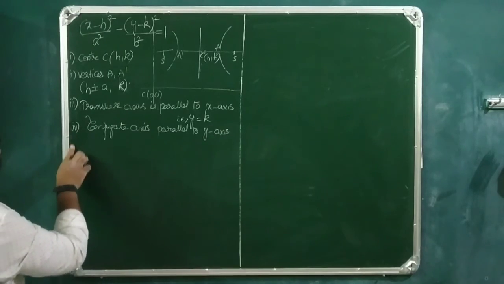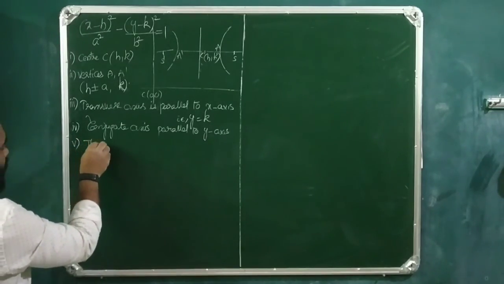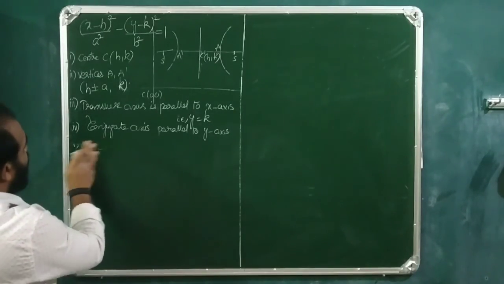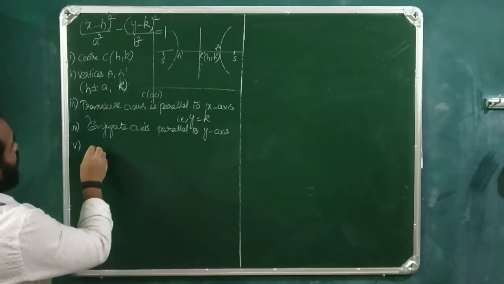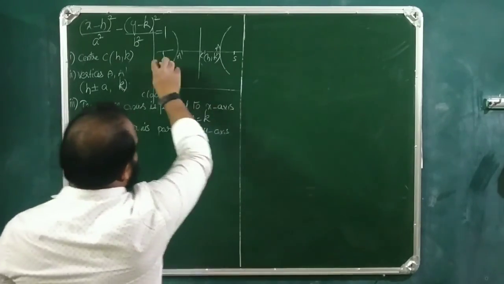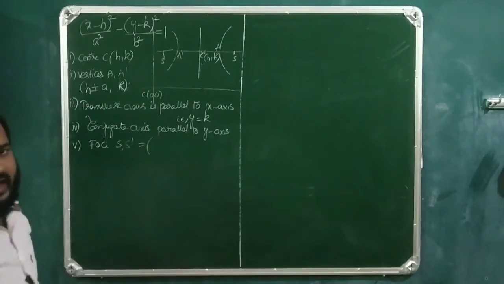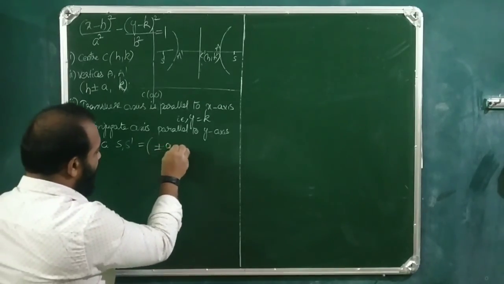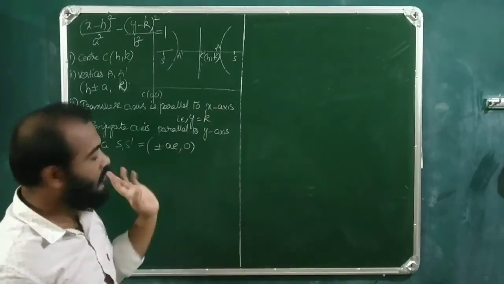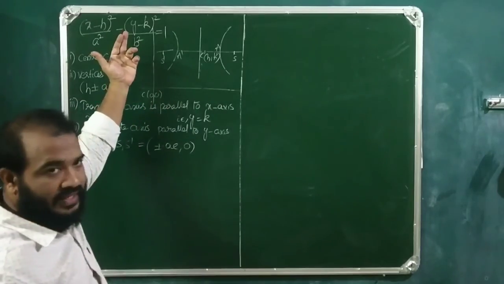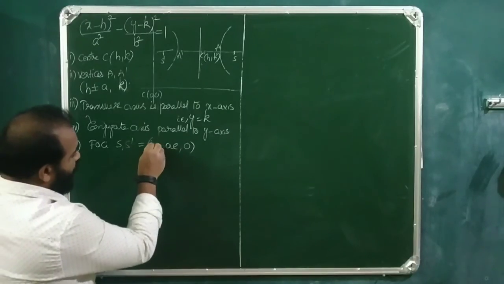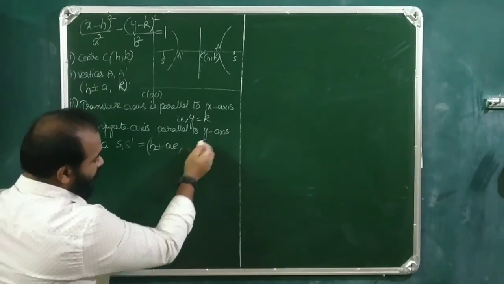Now the foci S comma S dash. Earlier they were plus or minus ae comma 0, that is, ae comma 0 and minus ae comma 0, as we learnt for x square by a square minus y square by b square equals 1. With the x coordinate h added, and the y coordinate 0 plus k, which is k.